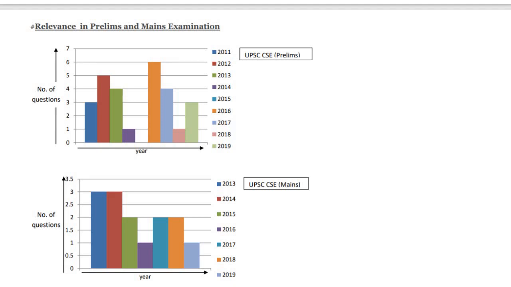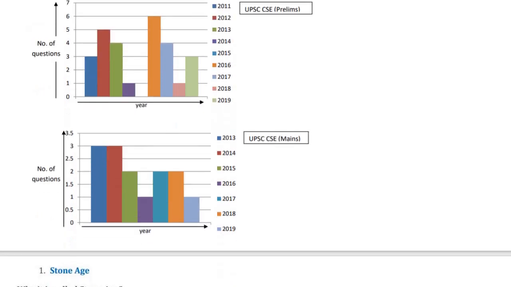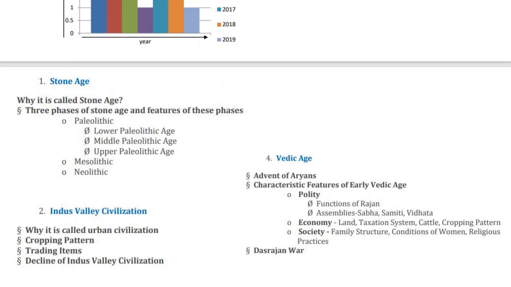So you can see that there has been an increment and decrement, up and low phase in the number of questions asked from ancient Indian history. So you cannot predict if they will not ask anything this year or the next year. तो हमें accordingly we have to prepare our best from our side. So let us have a look at the syllabus.